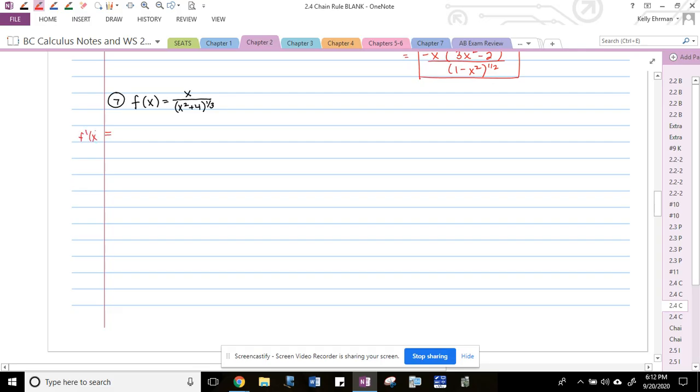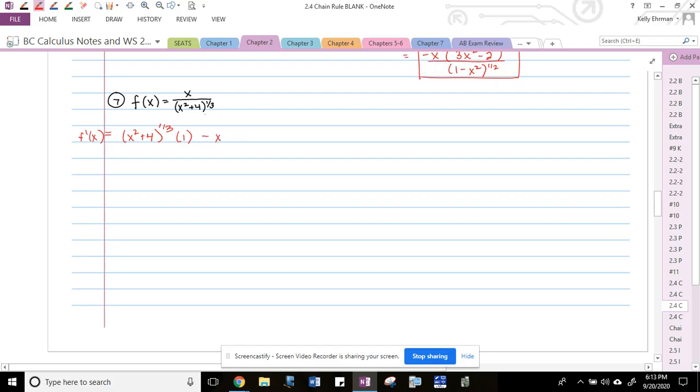f prime x. I almost did something. I just started writing equals. You don't want to just write equals without at least starting it with an f prime x, because otherwise you're saying what you're about to do is equal to the original function, and that would be a mistake. So f prime x equals low d high, that's nice and easy, minus high d low.